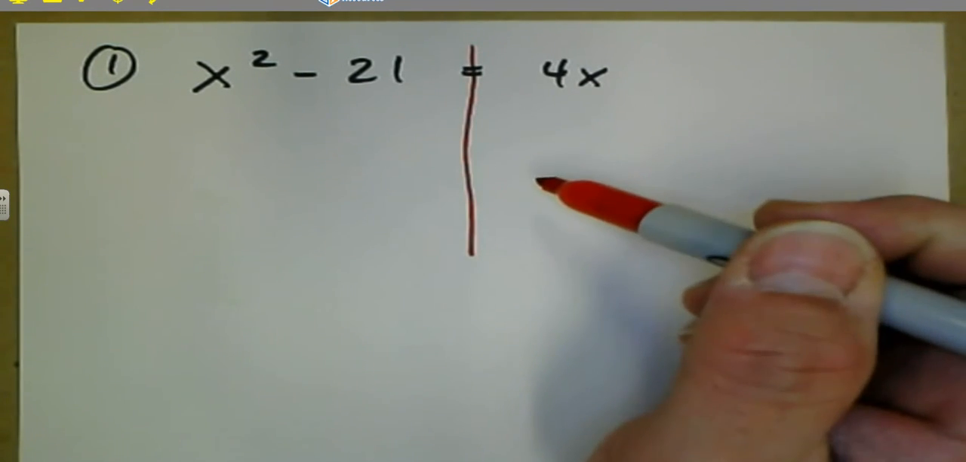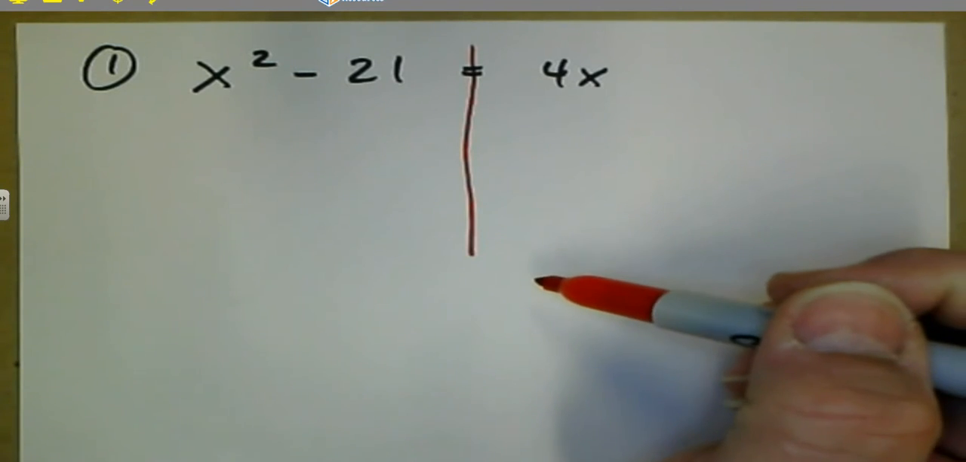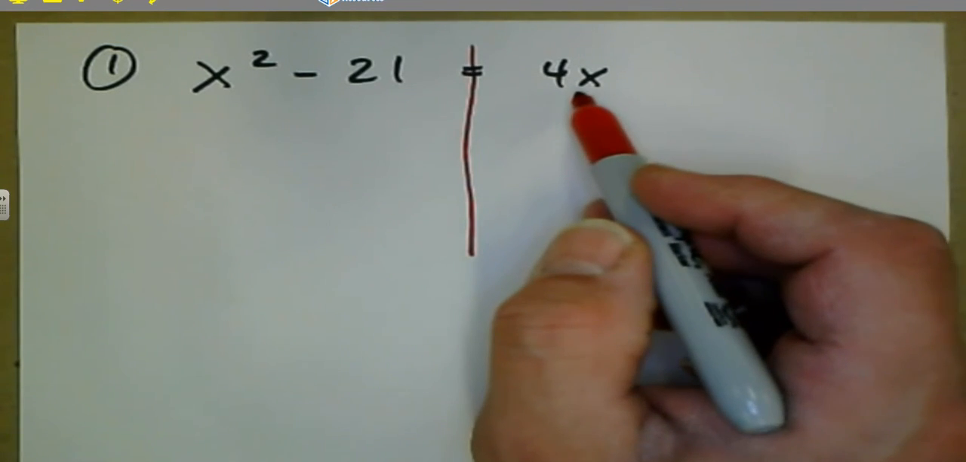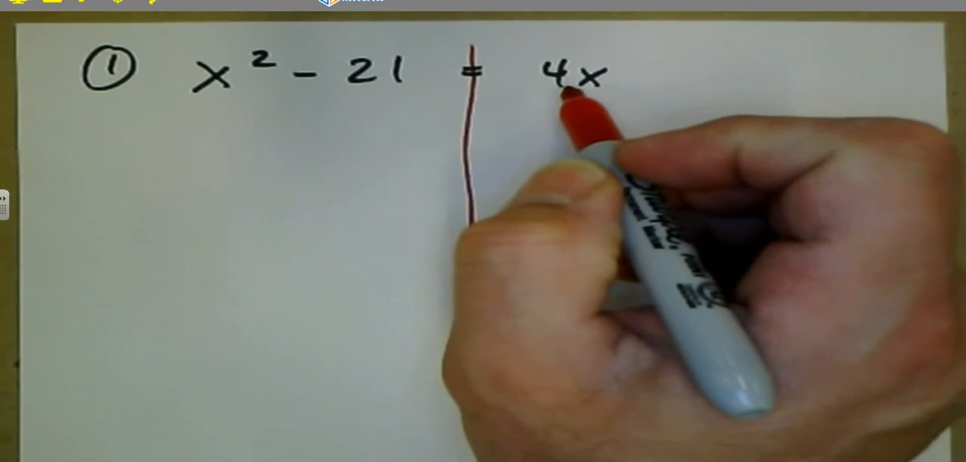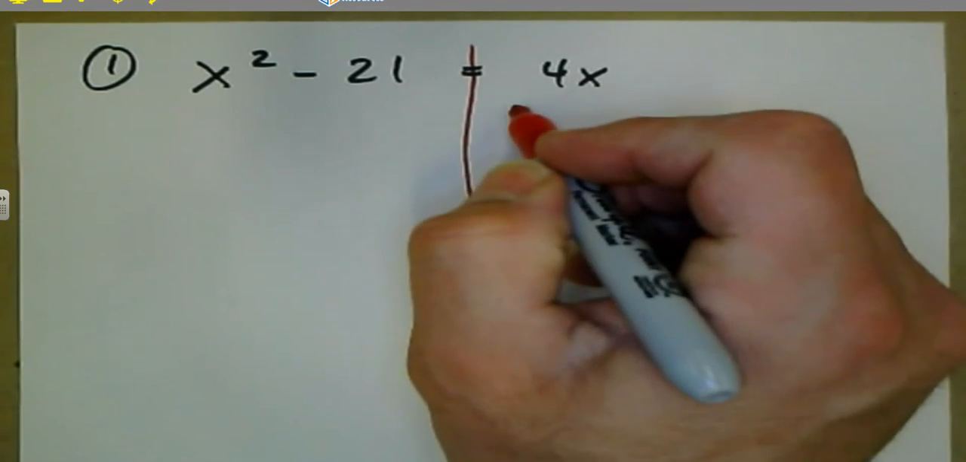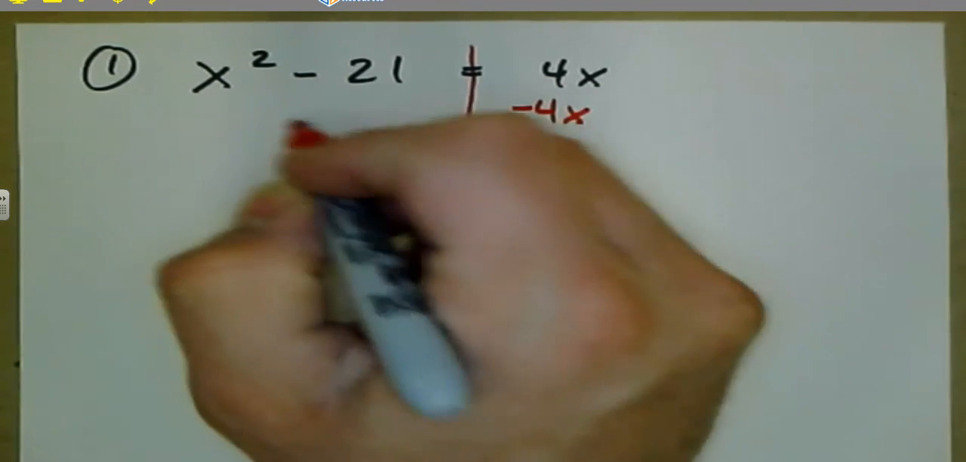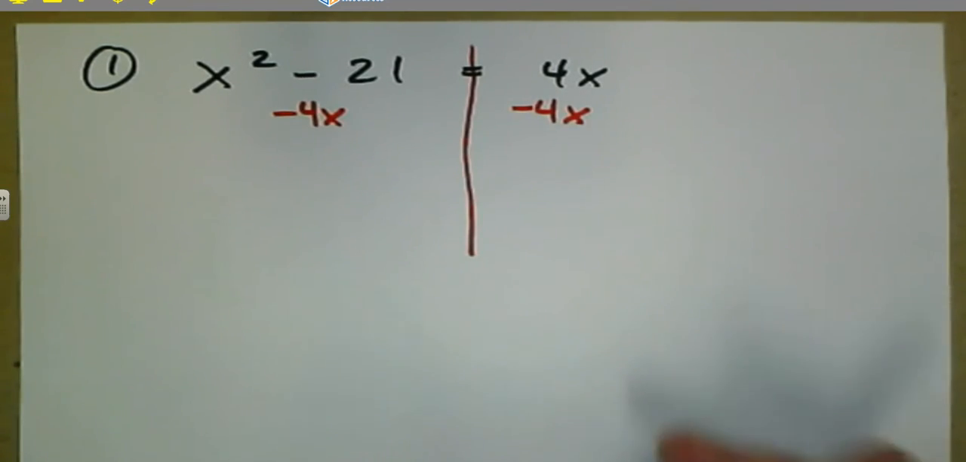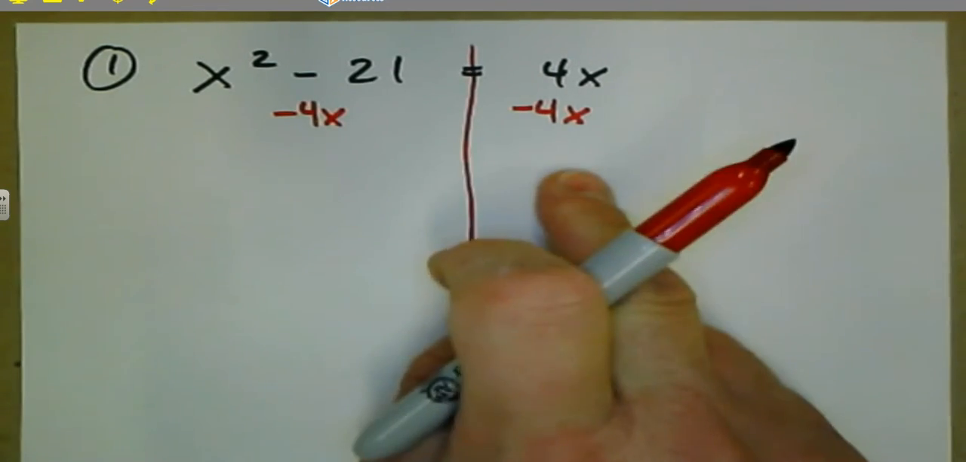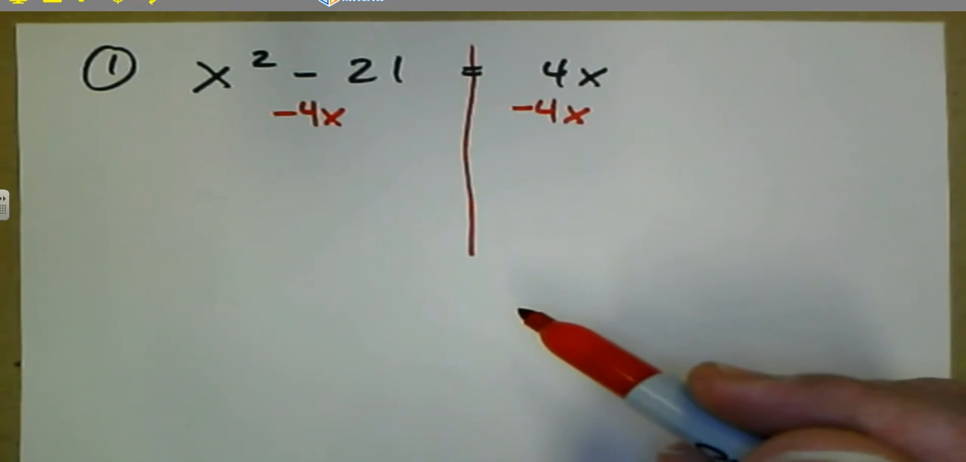So what we're going to do is use that third thing that remember we have: distribute, combine like terms, remove the extra variable, add, subtract, multiply, divide. Well, we can use the extra variable part here. We don't want this 4x here. We want it over here. So we're just going to subtract 4x from both sides of the equation, because whatever we do on one side, we do on the other. It keeps the equation equal.